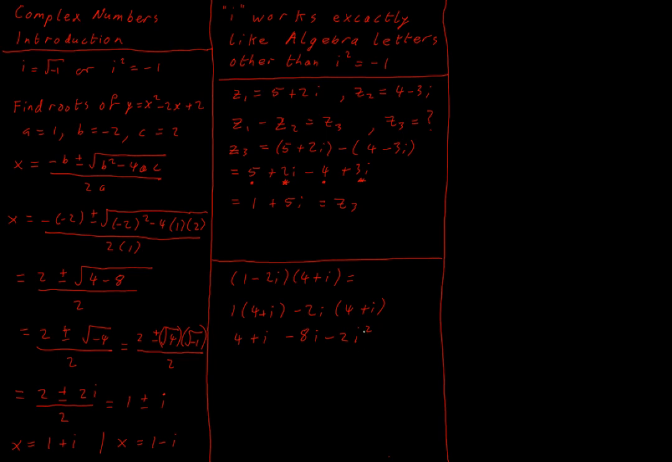But that sets off an alarm bell in my head. I know something about i squared. It's minus 1. So this bit here is equal to minus 1. So I end up with 4 plus i minus 8i, minus by minus is plus 2. And then I gather up my like terms just like I did before.